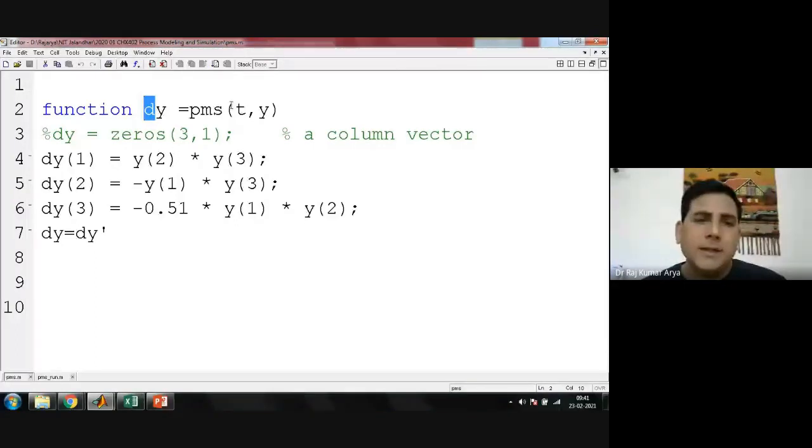Now this is your file name. This file name should be the same as the function name: here also PMS, here also PMS. This file name should not be a number. It could be a combination of numbers and letters without any space. So there should not be any space.